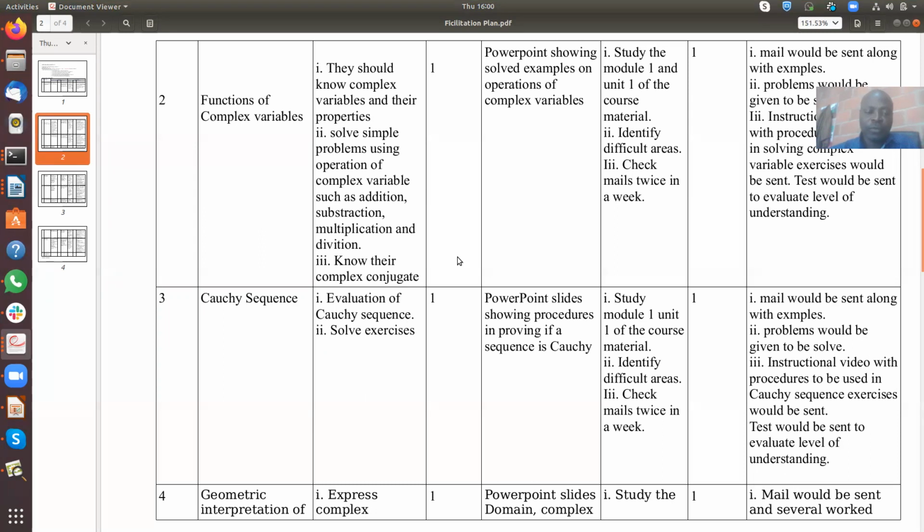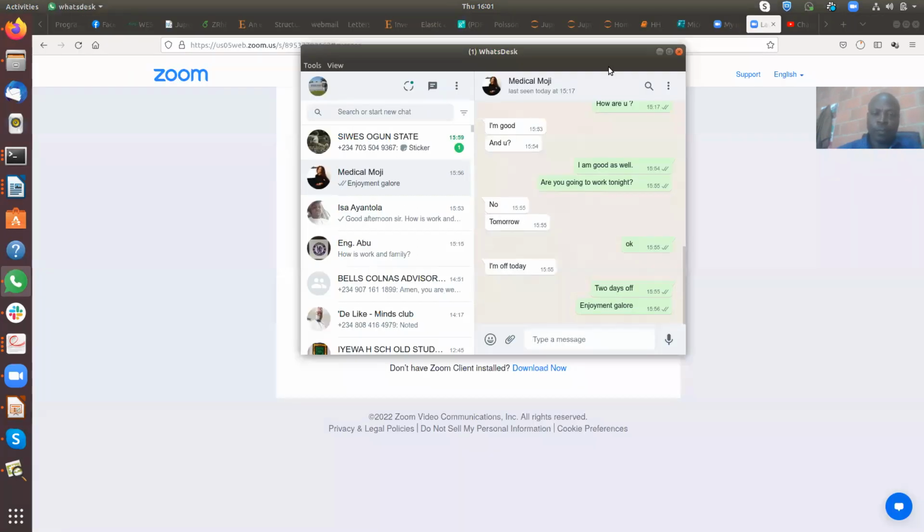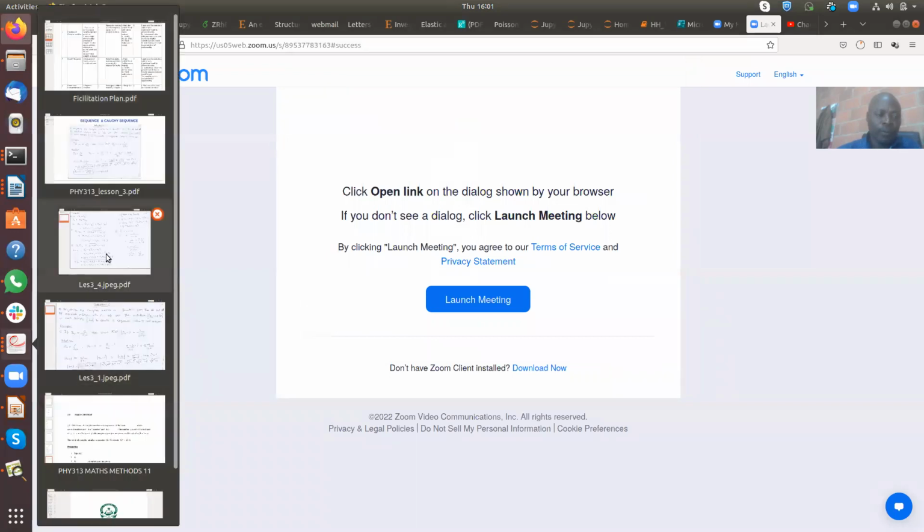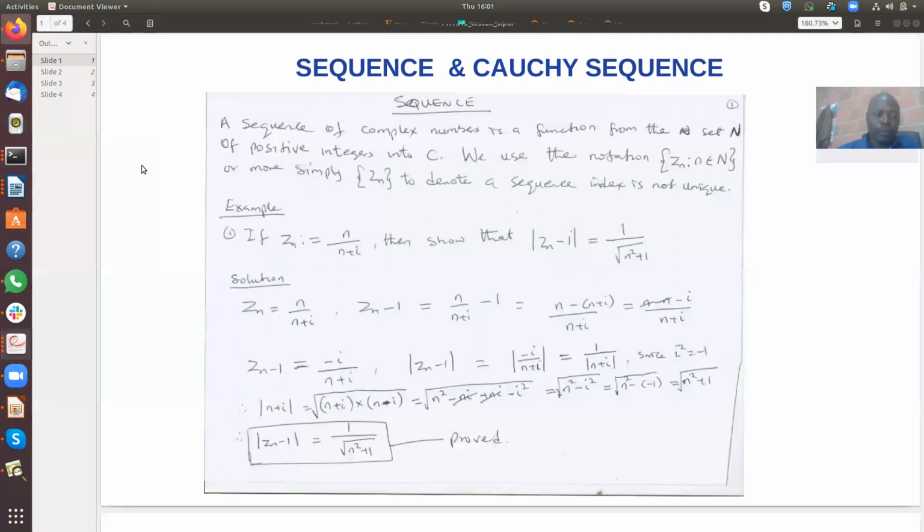So in the absence of questions, this week, as I said, we shall be looking at Cauchy sequence. Our main objective is to understand how to do evaluations of Cauchy sequence and solve some exercises. Before we go into Cauchy sequence, we need to understand a term called sequence in mathematics.